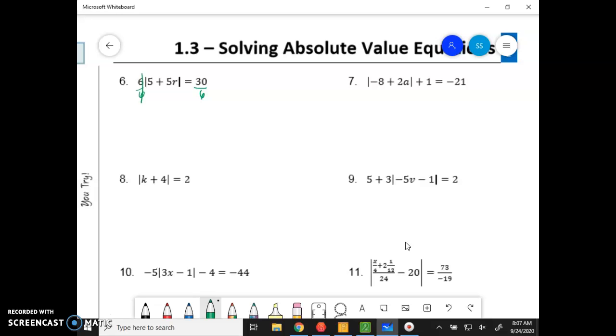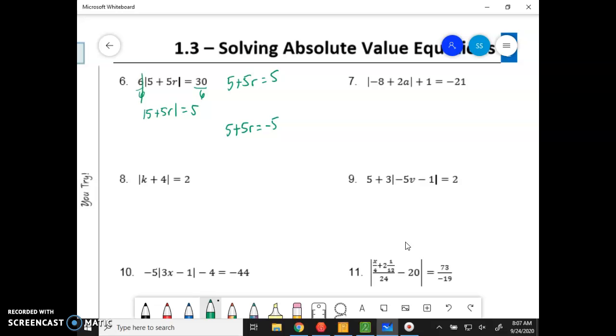And now 30 divided by 6 is 5. So we're left with the absolute value of 5 plus 5r is equal to 5. All right, step 1.5, determine if there's going to be a solution. This is positive, so there will be. So now I can set up two equations, one equal to itself. That's easy. And we just take away the absolute value bars. And then the second one, we set it equal to its opposite, so equal to -5.